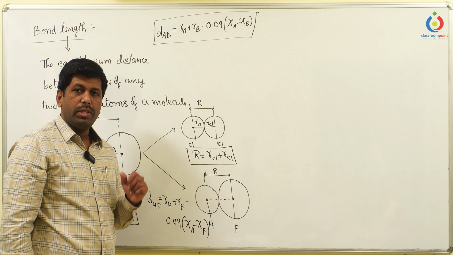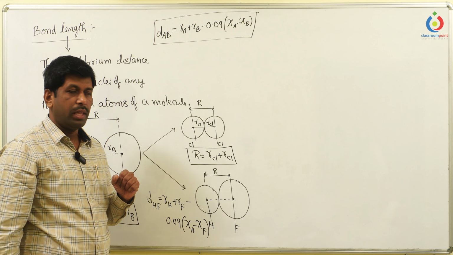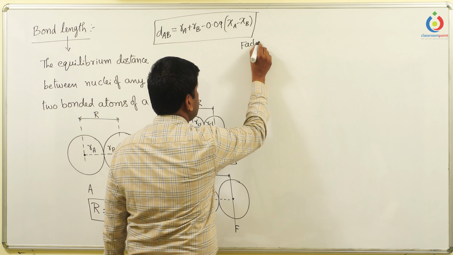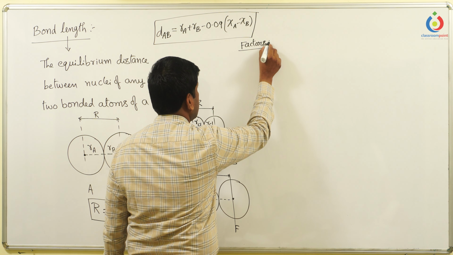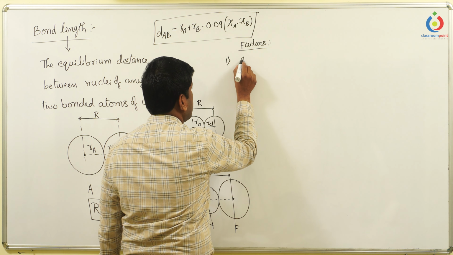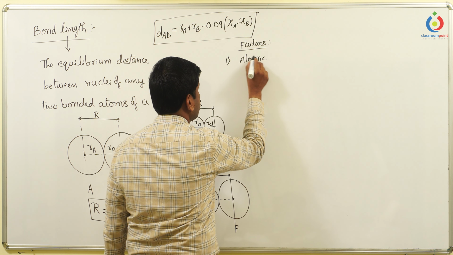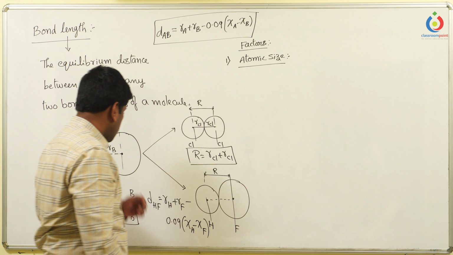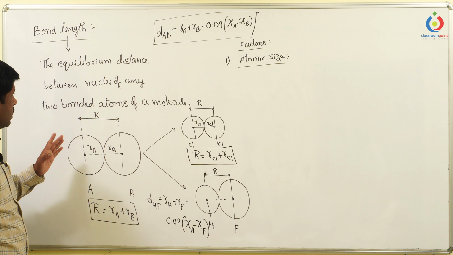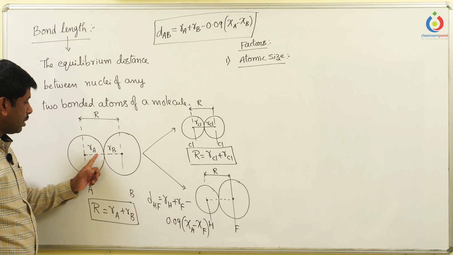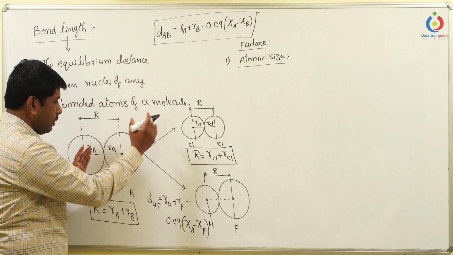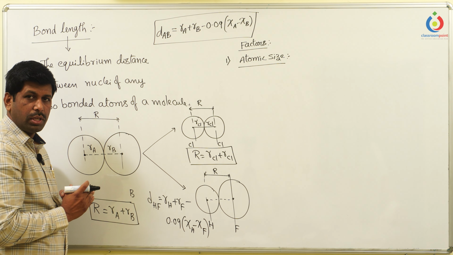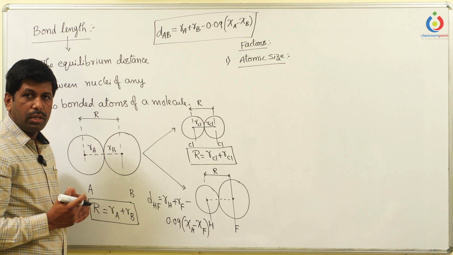Now let us see which factors usually influence this bond length. So let us imagine the factors affecting the bond length. The first one is atomic size. The bond length, the definition itself clearly says, is the distance between the nuclei of both of these bonded atoms. So when the size of one of the atoms or both of the atoms increases, automatically the distance between the nuclei also increases. Hence bond length also increases.